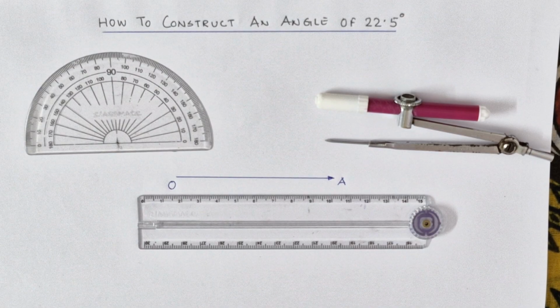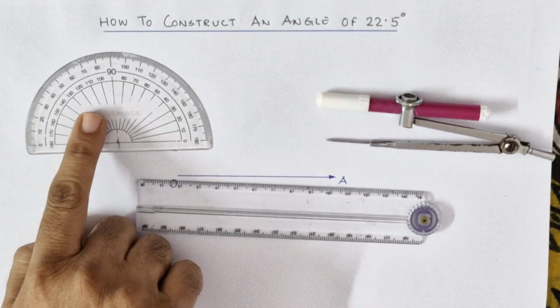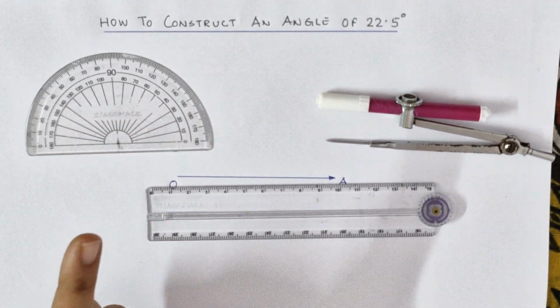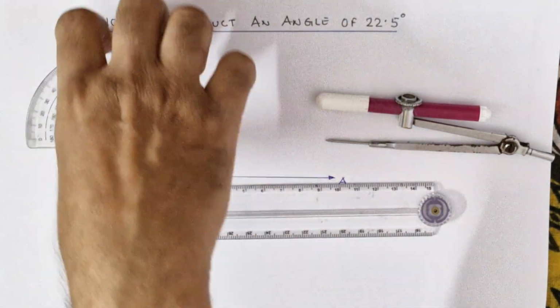Students will be using just the compass and the ruler for it. And why the need of a protractor? Because we will use the protractor to verify whether we have constructed the angle correctly after the construction or not. Okay, so let's start.